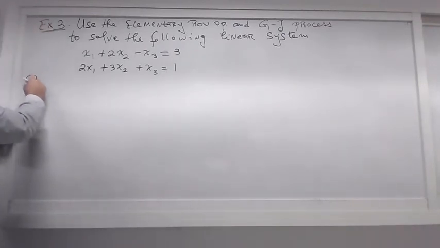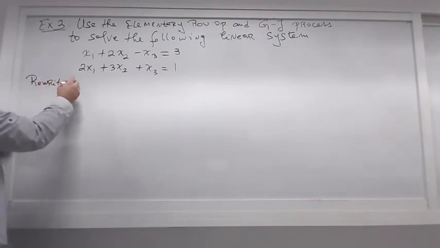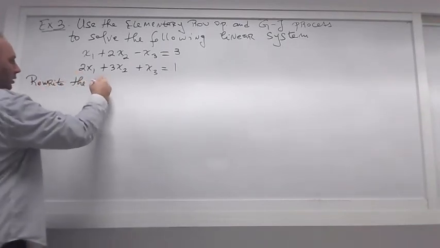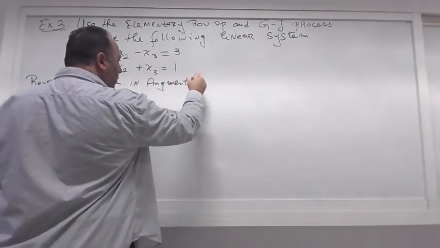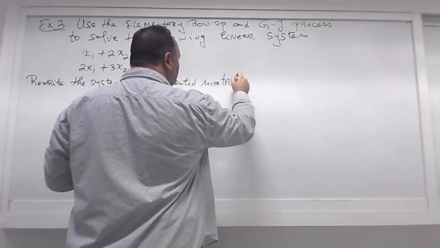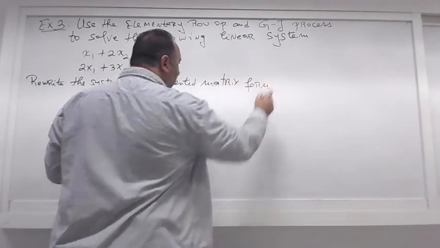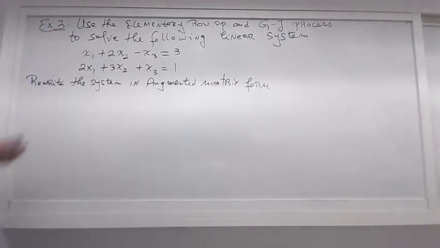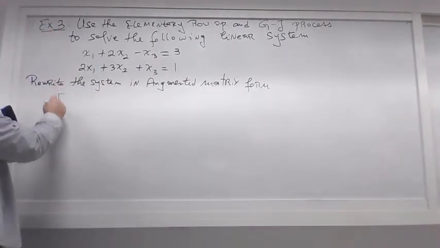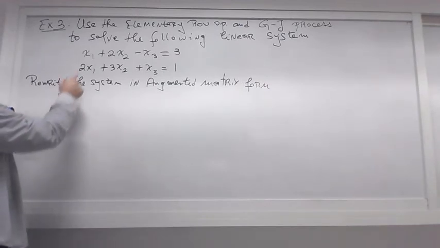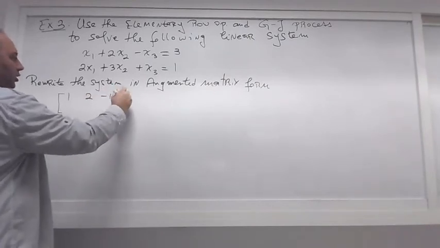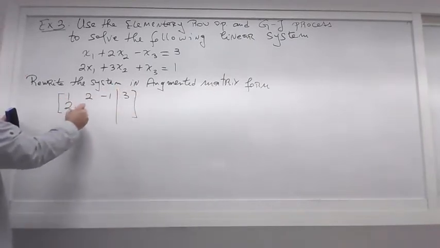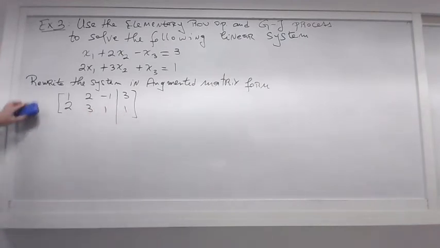So again, we write the system in augmented matrix form. I'm writing this now. You don't need to write it. You will just do it. Okay? I'm writing because we are kind of learning the stuff. So for the first equation, coefficients are 1, 2, minus 1, and 3. And the second equation, 2, 3, 1, 1. Okay, cool. So this is my augmented matrix.